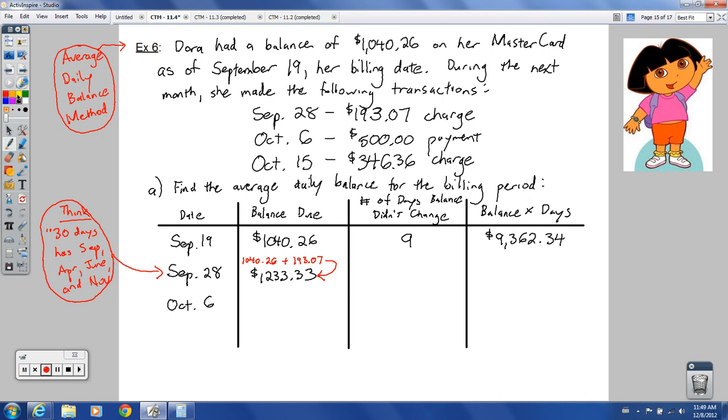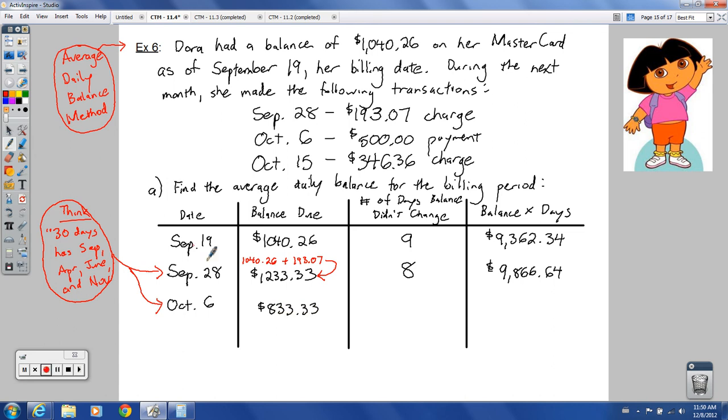So that's what we've got here to go from here to here. Let's make a little double arrow there. How many days are in between? You would count up 30 days in September, so 28, 29, 30, and then 1, 2, 3, 4, 5, before it changed on the 6th. You would have a difference of 8 days there. Then multiply this times this, and we get $9,866.64. On October 6th, the new value is going to be, making this $500 payment, you subtract that and you get $833.33.